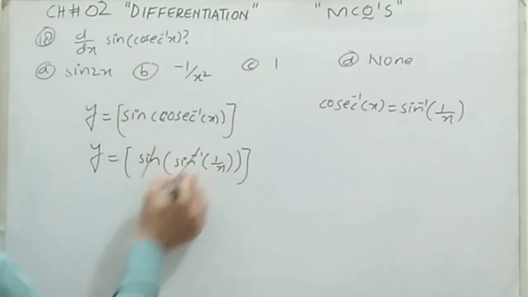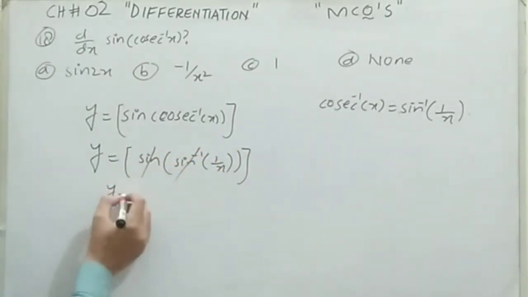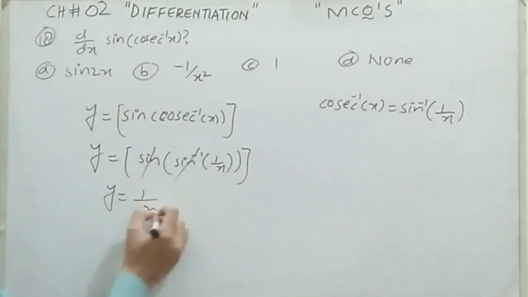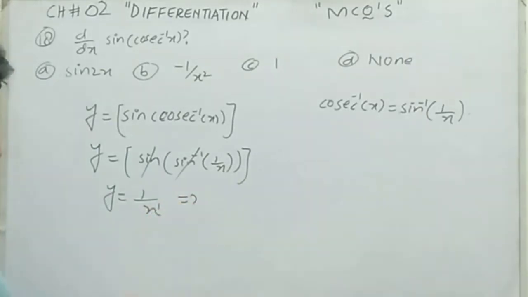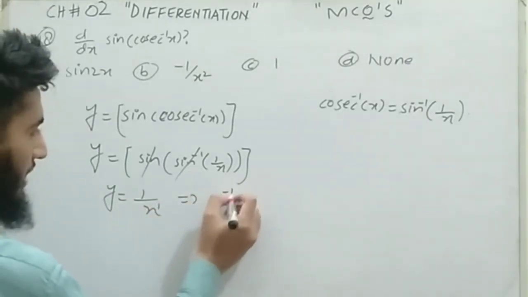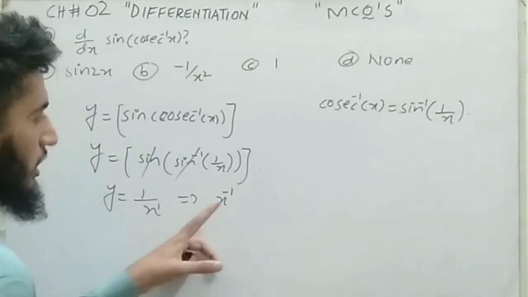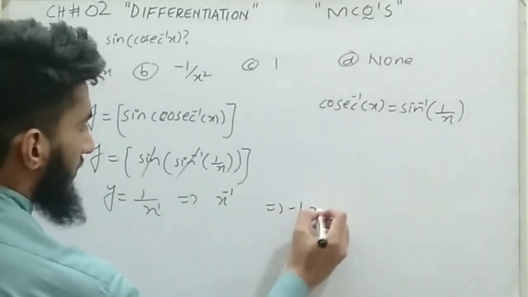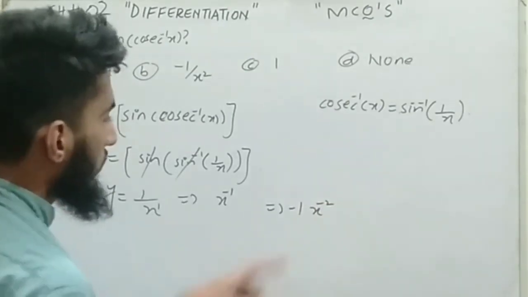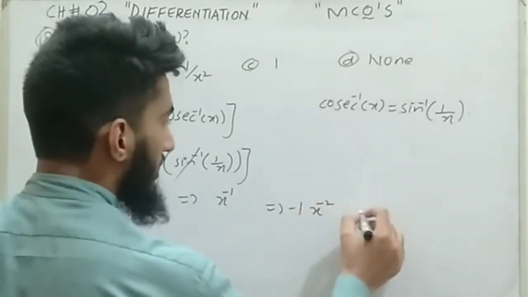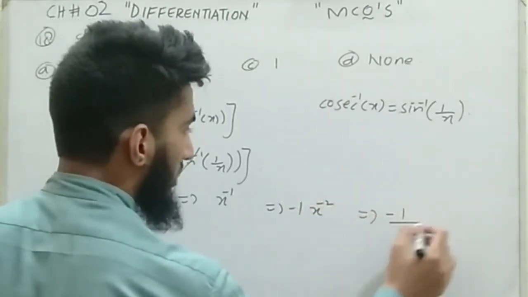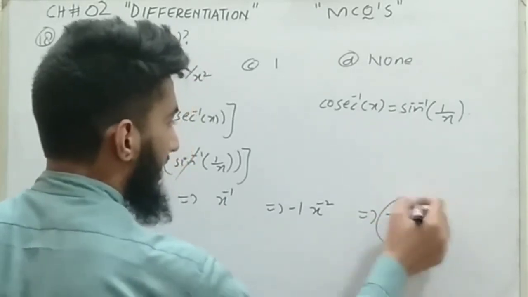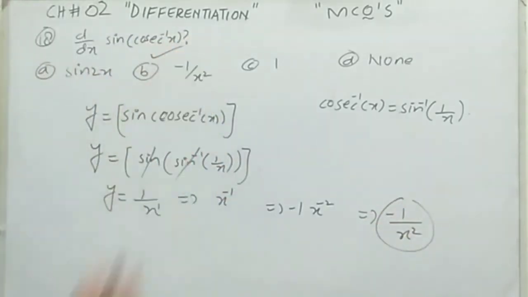Now they are cancelled out with each other, sine inverse and sine. So we are left with y is equal to 1 over x. And 1 over x, here the power of x is 1, so by moving to the numerator, the power becomes negative 1. Now take the derivative. Using generalized power rule, minus 1 will come to the front and subtract 1 in the power, it becomes minus 2. Now we can write x power minus 2 in the denominator, so the power will become positive. So it becomes minus 1 over x raised to the power 2. So the correct option will be option number B.